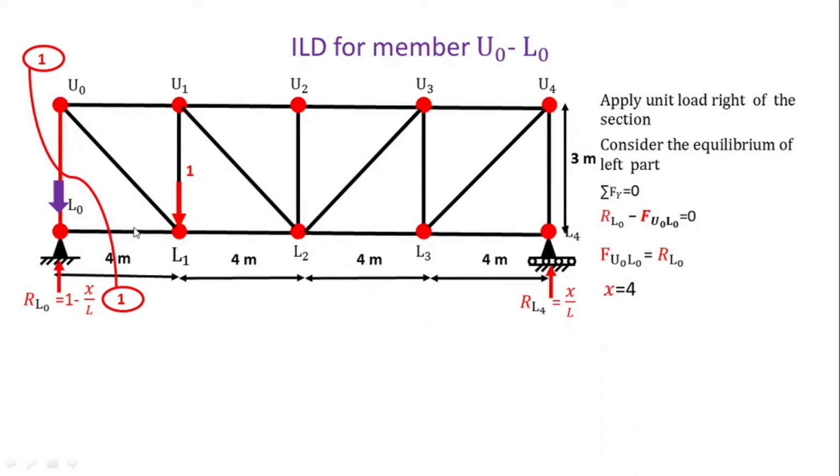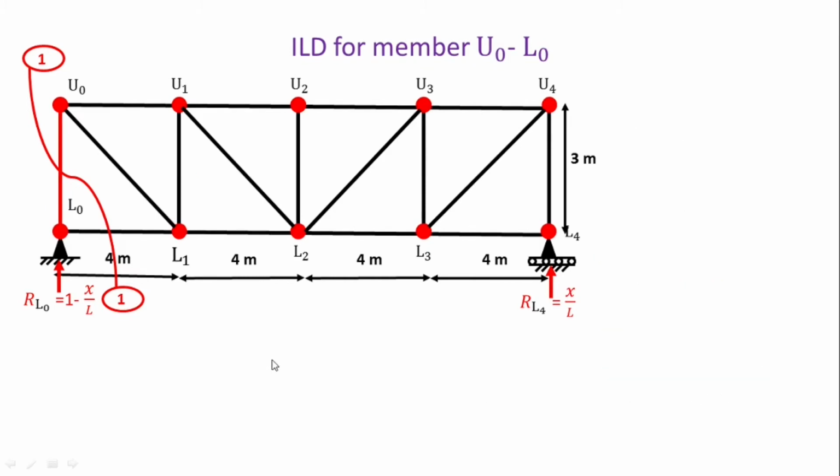Now here x is equal to 4, because this location of L1 is at 4. So what is the value of RL0? RL0 is equal to 1 minus x by L. So 1 minus 4 by 16. So RL0 is equal to 0.75. Automatically FU0L0 is equal to 0.75. And this value is positive, and this sign indicates compression. So we have written here compression. It means that when the load is at L1, this member is subjected to compression and the ordinate is 0.75.